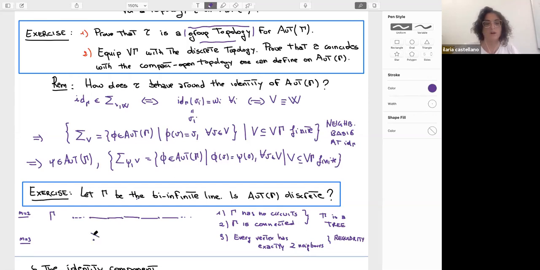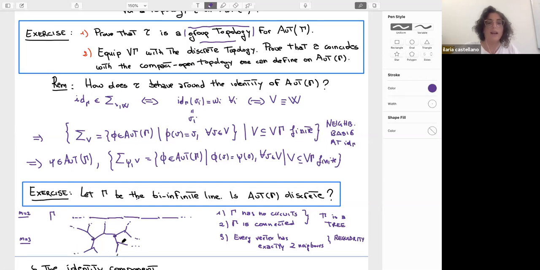a picture like this, if I am able to draw. So you have a tree which is regular and it's going like this. Okay, my picture is not so nice, but I think that you can imagine how this tree grows.